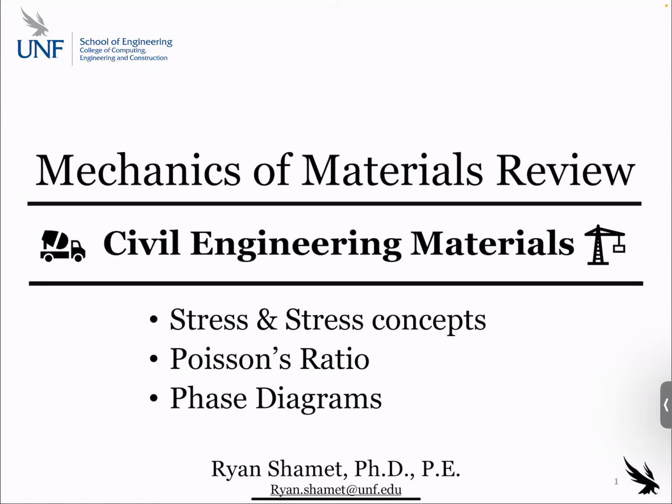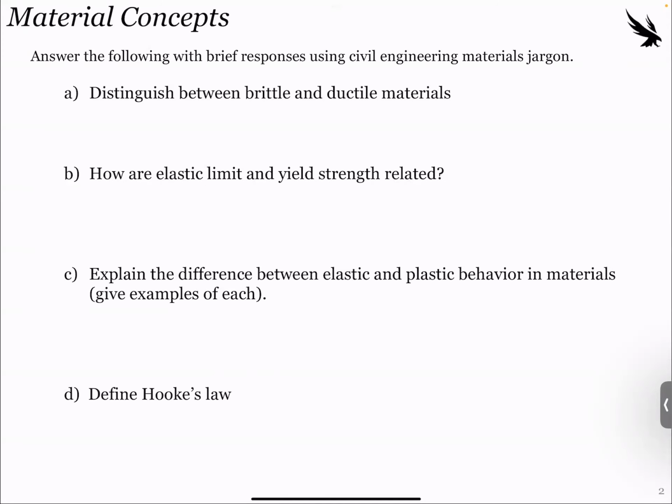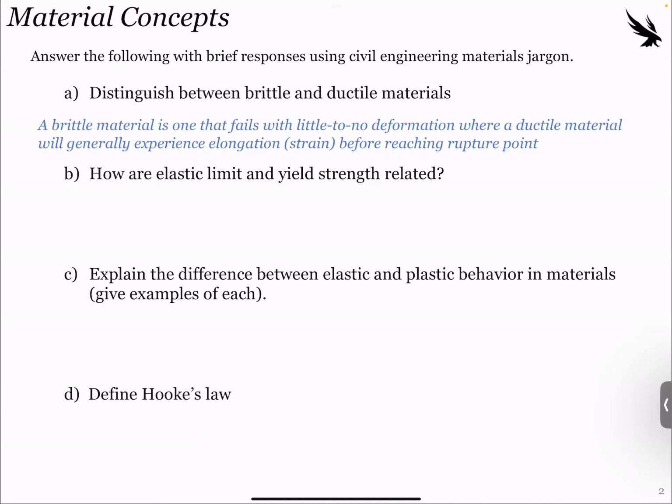as well as one example problem from phase diagram. So let's review some of the material concepts, specifically some of the jargon or just key terms that you'll see throughout this course and in your civil engineering materials course. Like one of them being the brittle and ductile materials. So how would we distinguish between brittle and ductile materials? And when you see these words, always think of discernible deformation.